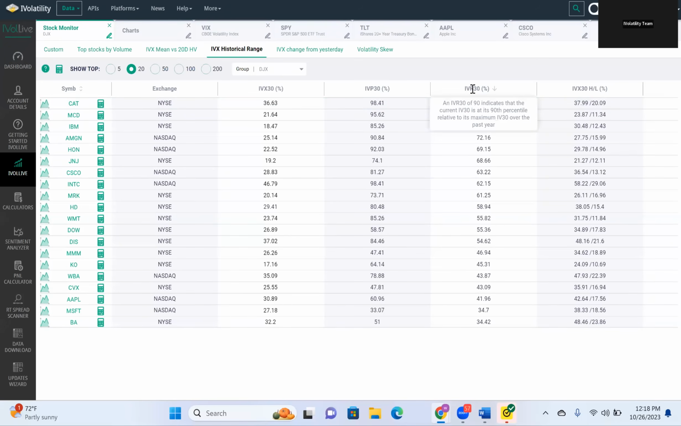And then IV rank. This is very similar to IVP. Basically, the higher this number is, the more significant the IVX reading is. So I like to use a cutoff of about 90 on IVP and IVR. Anything below 90, if I'm selling options, I'm not interested in, because above 90 means the options premiums are going to be very, very juicy. So if I'm selling those options, I'm going to be able to generate a great premium, whether that's a put, a covered call, or a spread. So this is one of my favorite scans, IVX historical range.